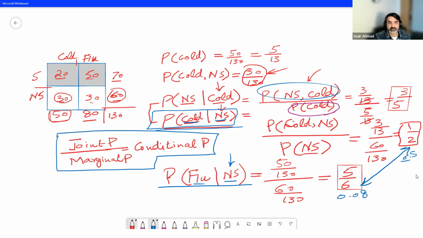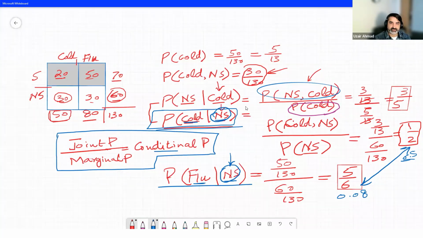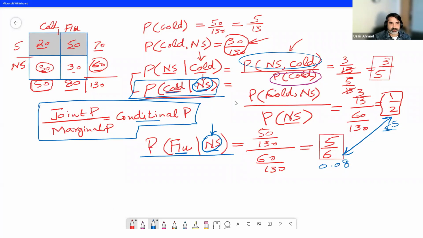So I said joint divided by marginal is conditional probability, and we solved 3 conditional probability situations. Now, this equation, joint probability divided by marginal, is conditional. This can be written as, if we take marginal probability to the other side, joint probability is equal to conditional probability multiplied by marginal, right?